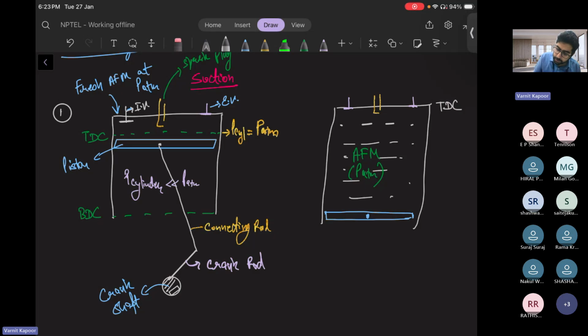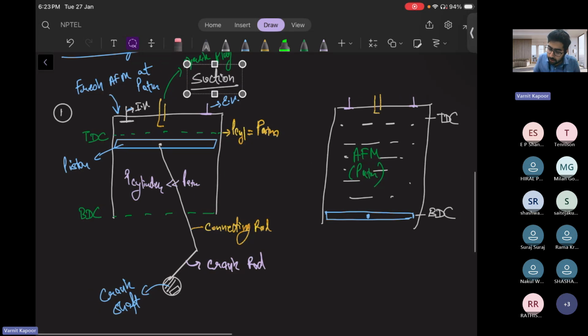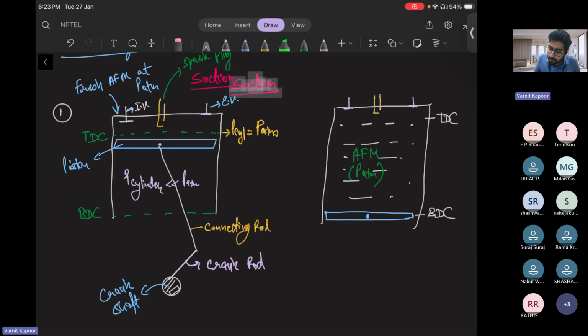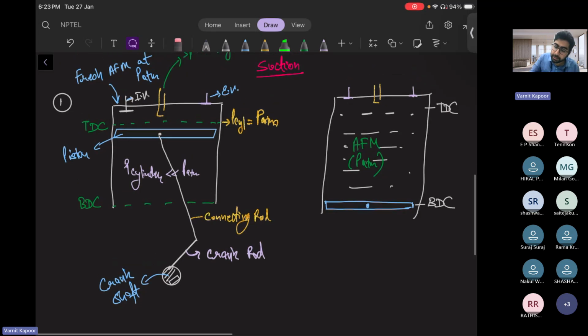From top dead center to bottom dead center. TDC to, not here, sorry. I'll tell you why TDC is here, not at this position. I'll tell you that also. Don't worry. Let's go one by one. From TDC to BDC. Okay. So now the suction stroke has completed. Put it here. Okay. This was the suction stroke. Let me write point two.